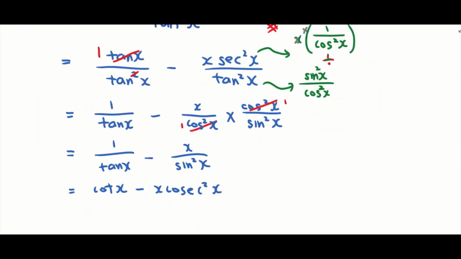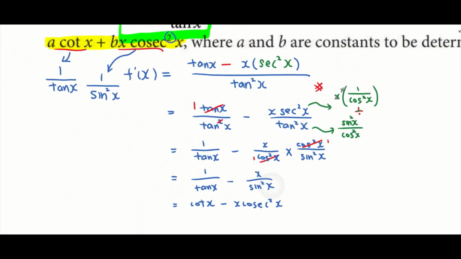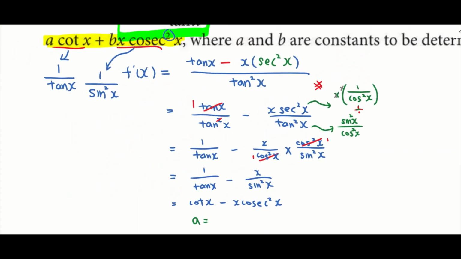Now I will change back to what they want. Cotangent x minus x cosecant square x. You will tell me what's my a and b then. What is my a and b? a equals 1 and b equals -1. Yes.